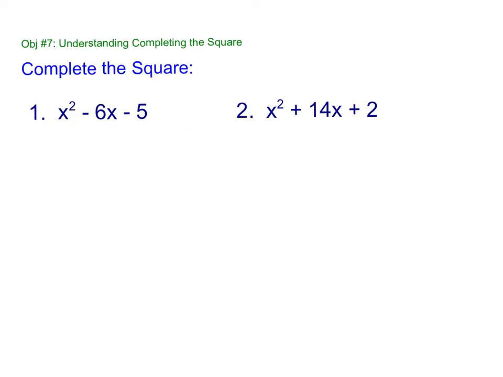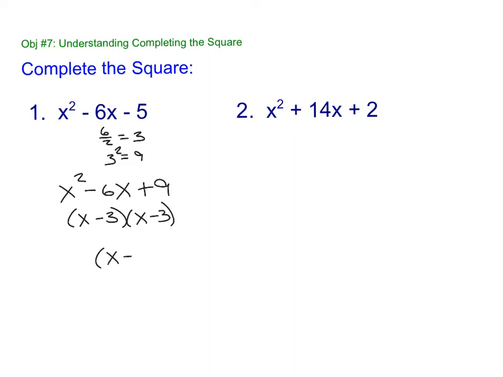All right, so pause the video and try these two on your own. So remember, we take our 6, we divide it by 2 and get 3. We then square that and get 9. That's the number we want in the problem instead of that 5. That 5 is not going to help us make a perfect square. By putting a 9 there, that means we can factor it, x minus 3, which is x minus 3 squared.